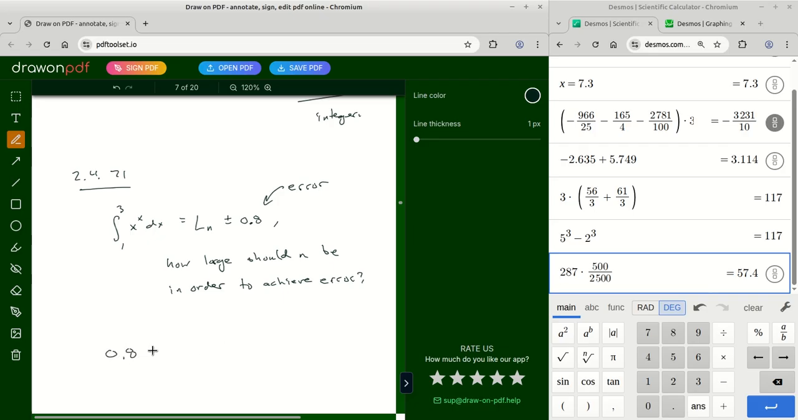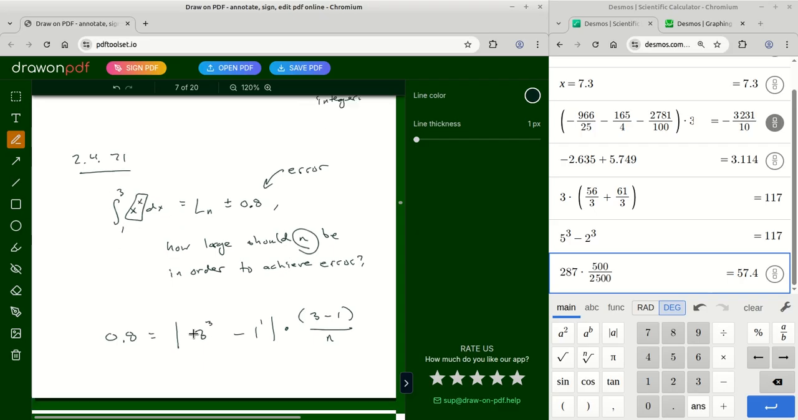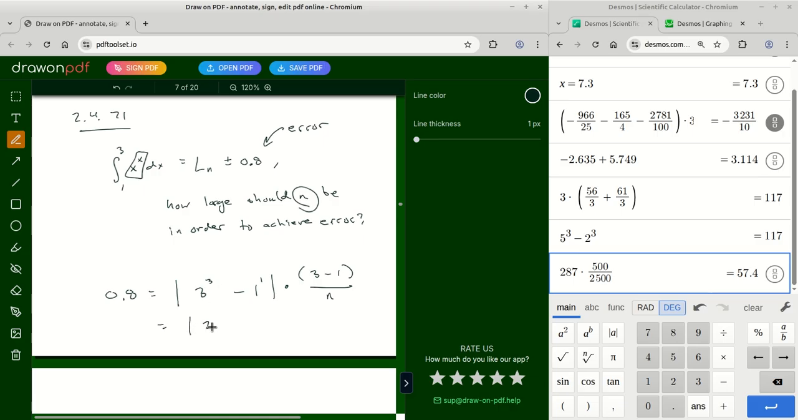So I got my 0.8 is equal to the absolute value of my y values. And notice that they're going to go from 1 to 3. So I'm literally plugging that in. So I'm going to do 3 to the 3 minus 1 to the 1, and then all this times 3 minus 1 all over n. They just said how big should n be. The reason why I'm doing 3 to the 3 and 1 to the 1 is because of this formula right here. You can see it's x to the x. So I'm just literally taking the 1 and plugging it in, and 3 plugging it in. Well, 3 cubed is 27, and 1 to the 1 is a 1, and we're having a 2 over the n equals the 0.8.